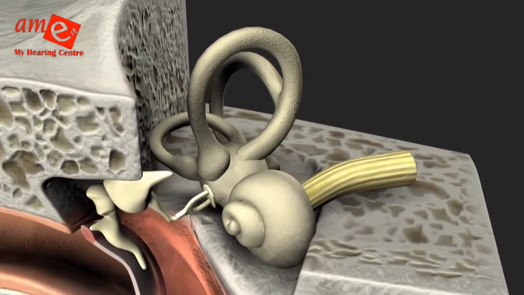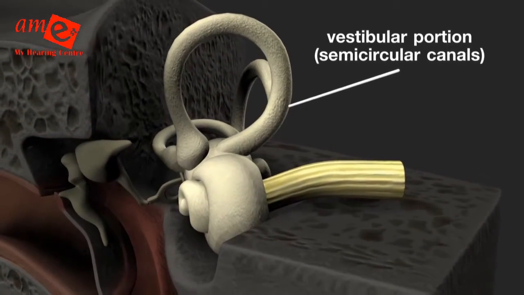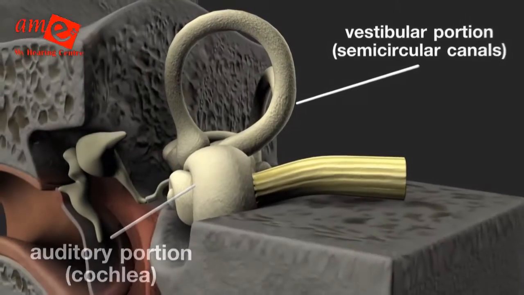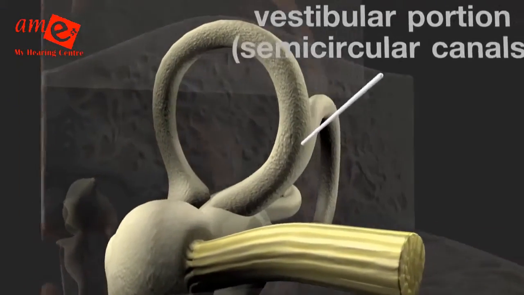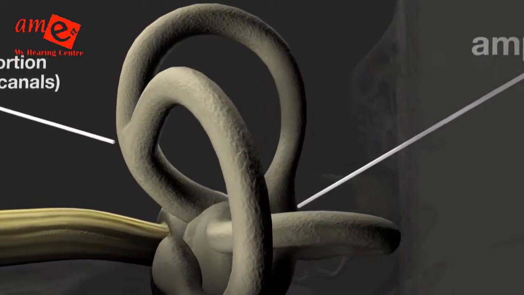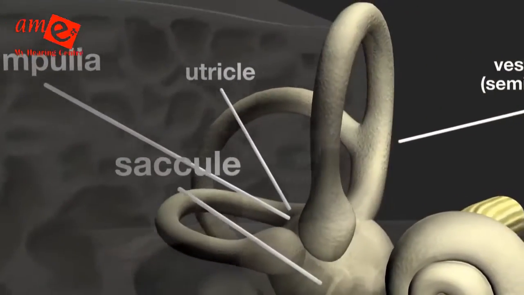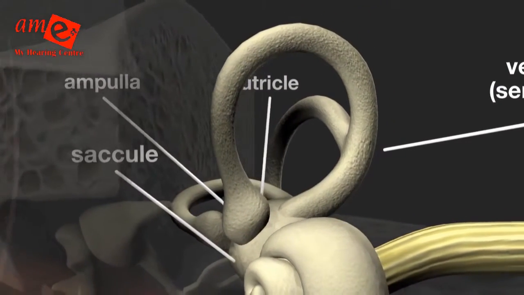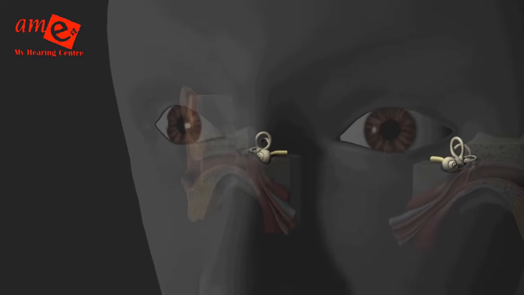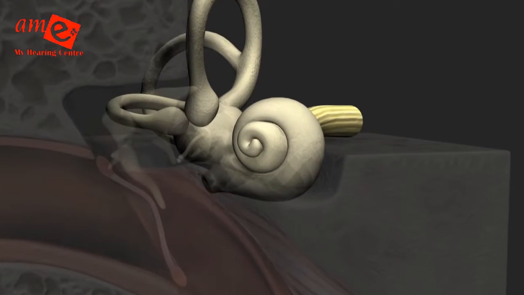The inner ear has two portions: the vestibular portion, which is concerned with balance, and the auditory portion, which is concerned with hearing. The vestibular portion is made up of three semicircular canals. Each canal has a swelling at one end, the ampulla, and two membranous sacs. These contain fluids and sensory cells, which move in response to head movements. The system works in conjunction with the eyes to continuously maintain our balance.